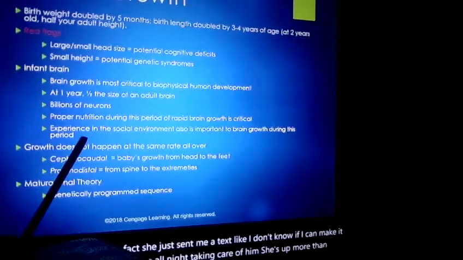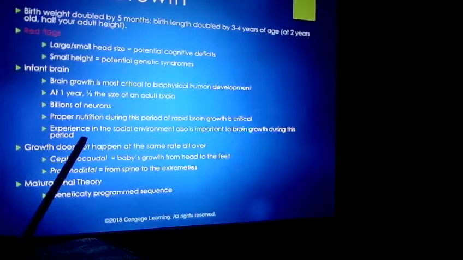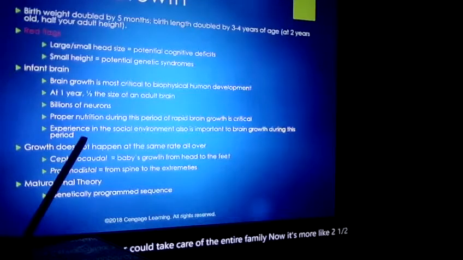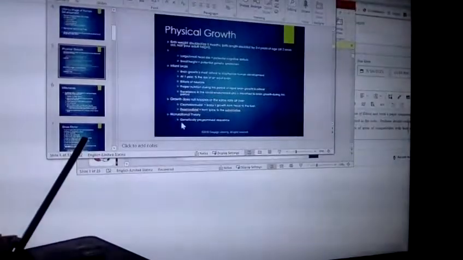So the environment you're born into matters. 20, 30 years ago, one income earner could take care of the entire family. Now it's more like 2.5 or 3.5 jobs to pay for the cost of living and how expensive things have gotten. So you have parents who are away from the house more, and some issues come up that way, things of that nature.